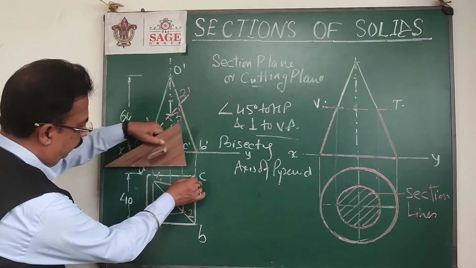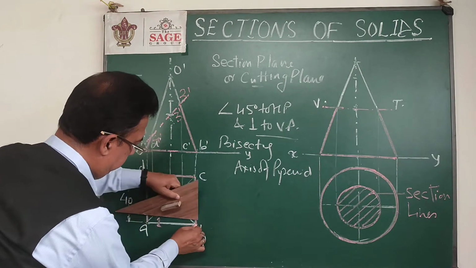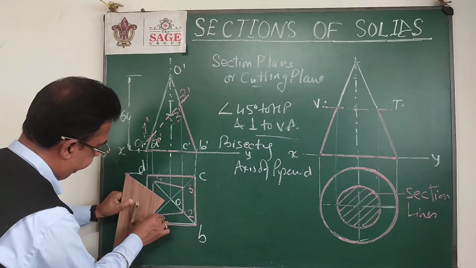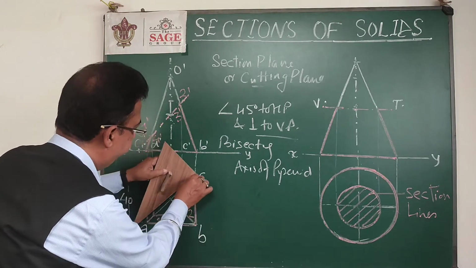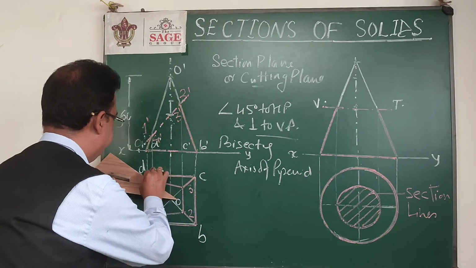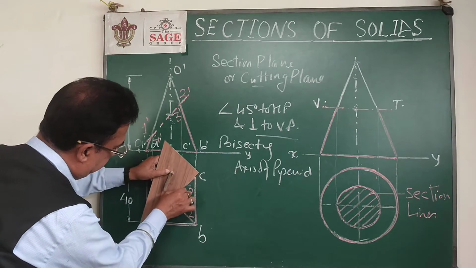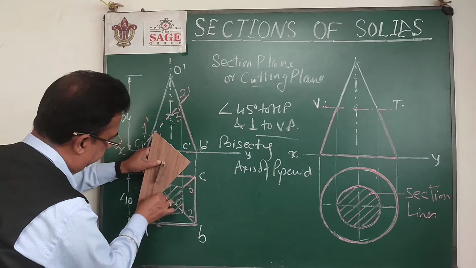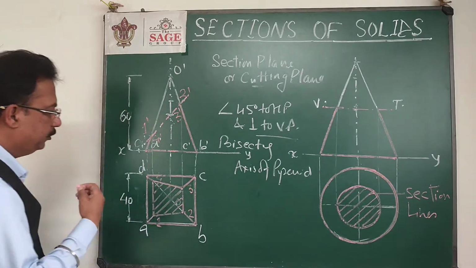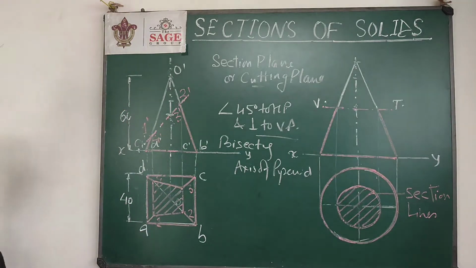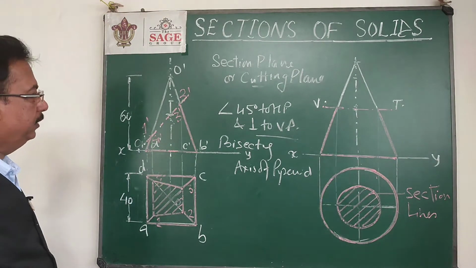I can color the outer part of the complete pyramid like this. The edges are also darkened, and inside part there will be section lines, again inclined 45 degrees to the reference line. So now this way we got the sectional top view and front view of this cut solid.